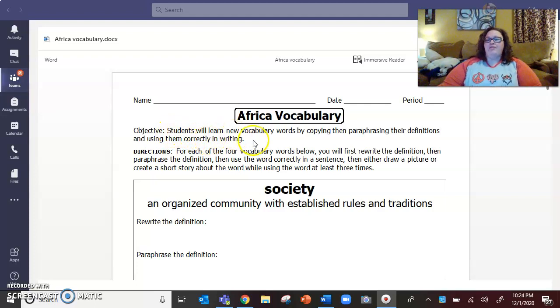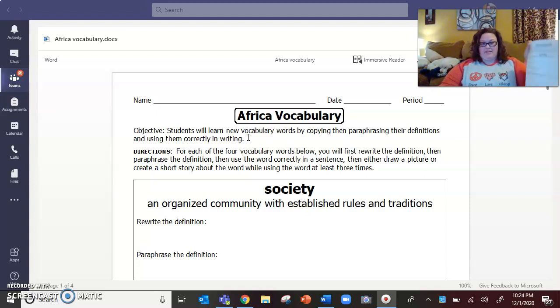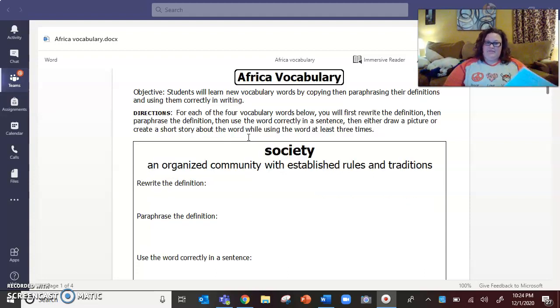So let's go ahead and read the objective today. Students will learn new vocabulary words by copying, then paraphrasing their definitions, and using them correctly in writing. So we have 4 vocabulary words this time. Follow along with me either on a screen or on your paper packets. I say, you say. Society.